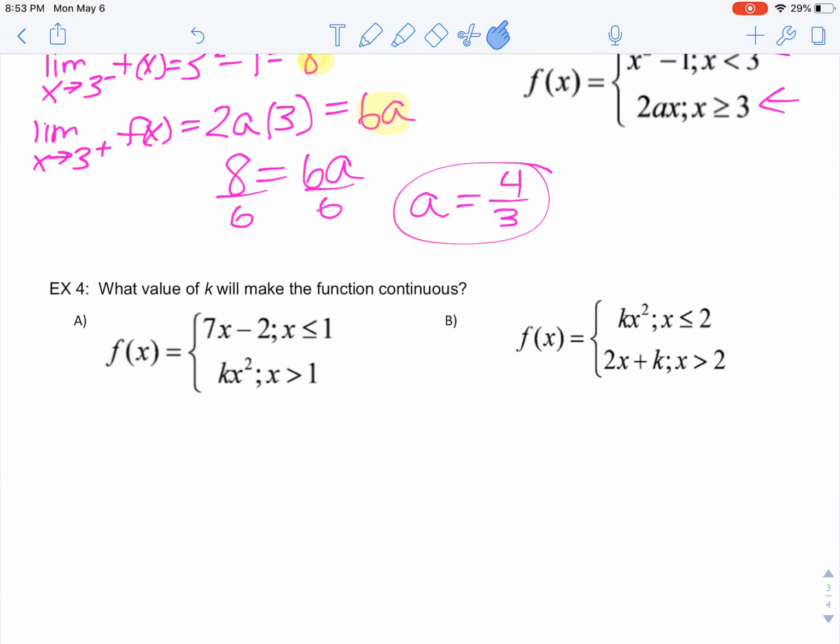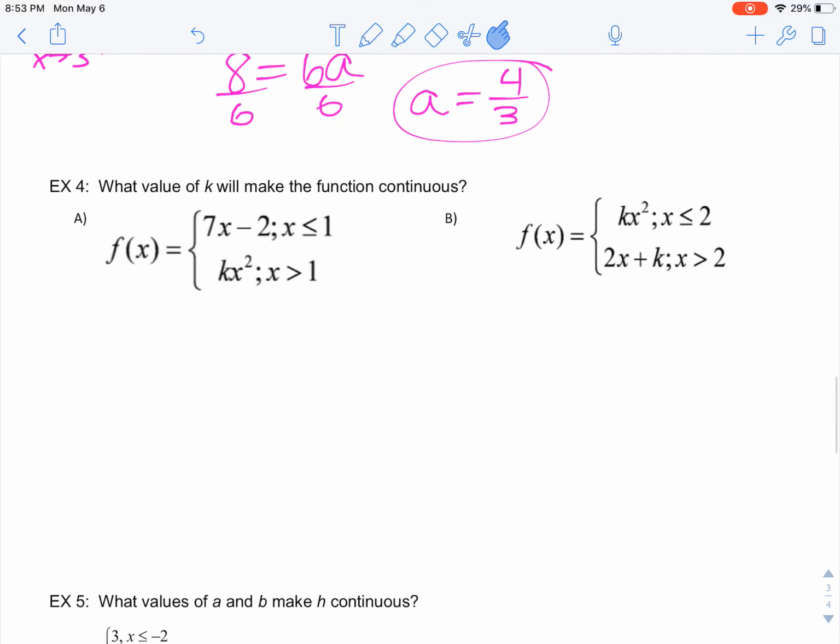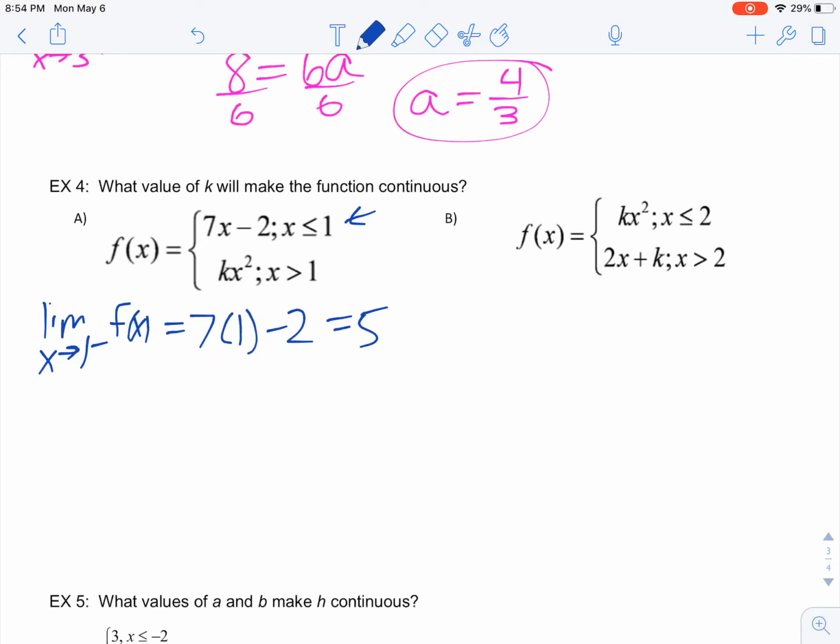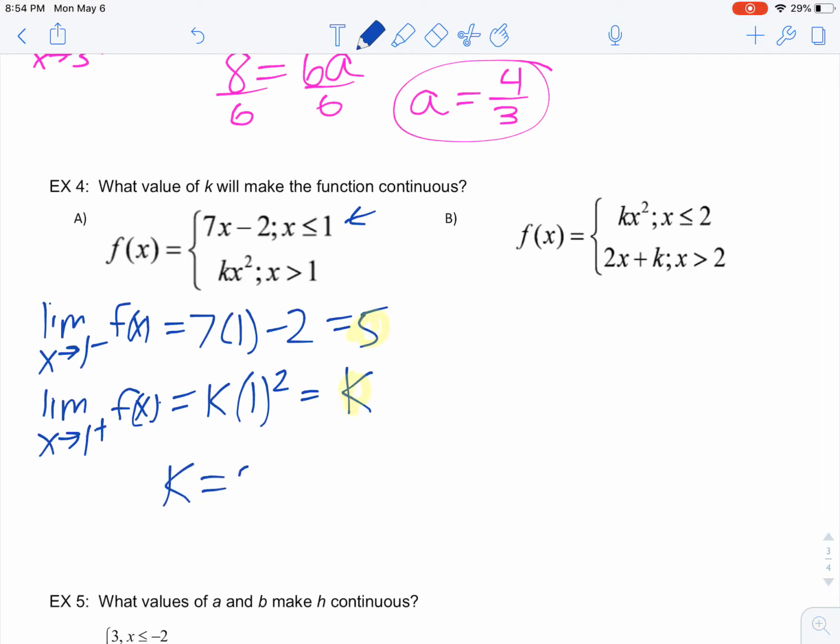Okay, so example 4 is the same type of deal. Limit as x approaches 1 from the left of f of x is that right there. And that's 7 times 1 minus 2, which is 5. Limit as x approaches 1 from the right of f of x is k times 1 squared. So that's just k. And we're going to set these equal to each other. This one's nice and easy. K is just going to equal 5. That's our solution.